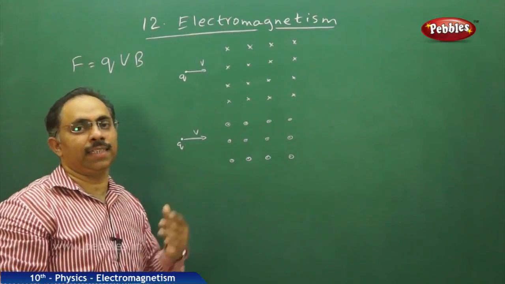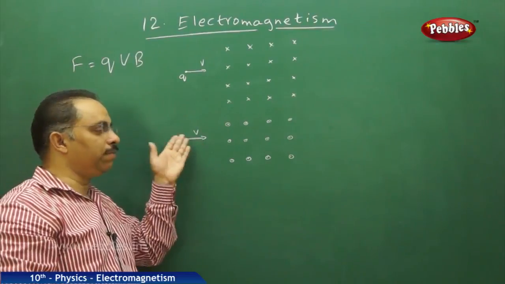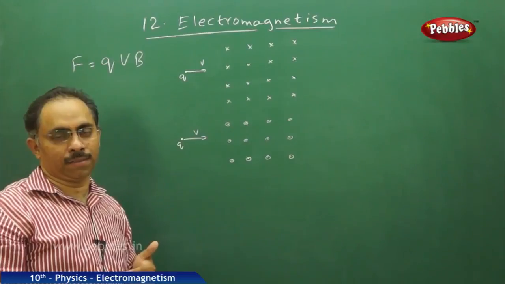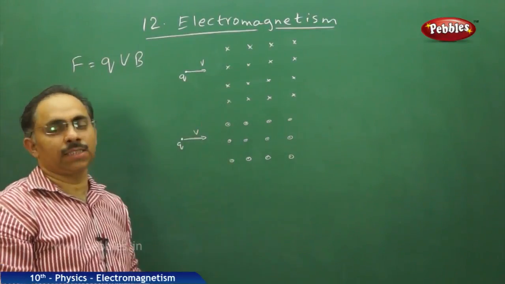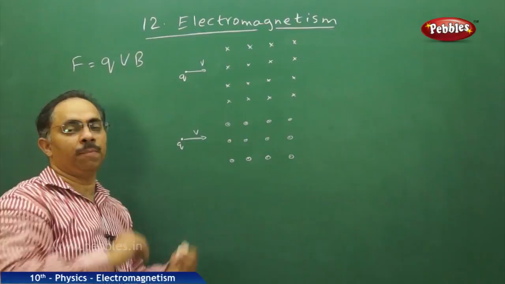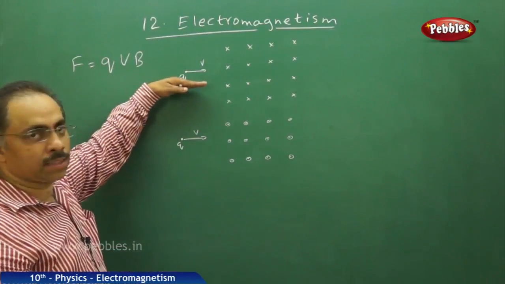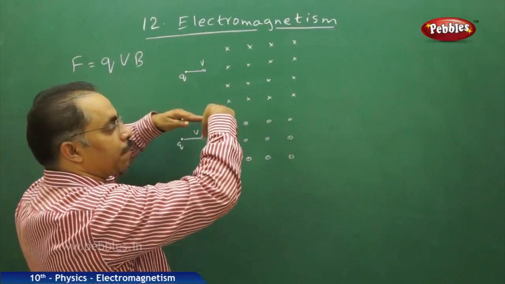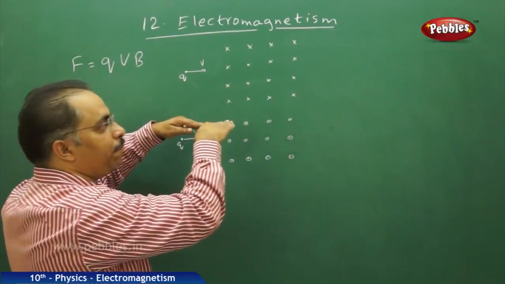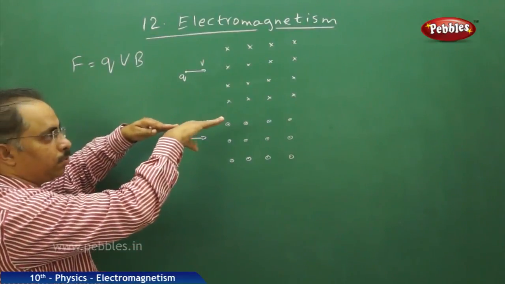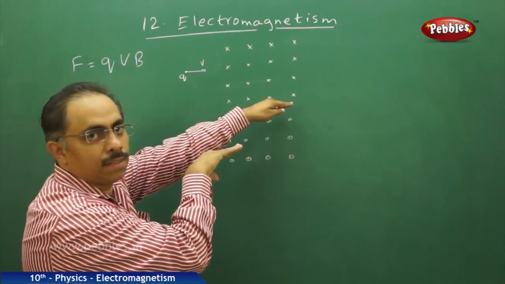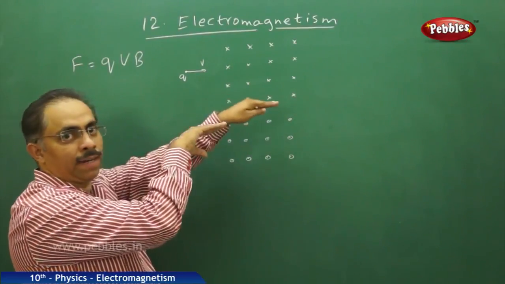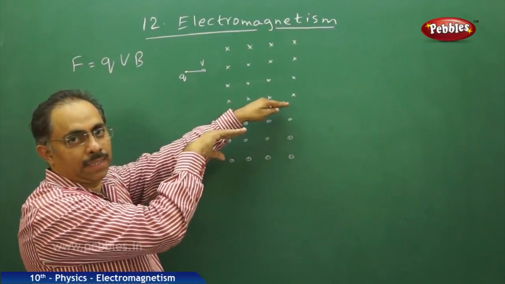It is not always necessary that the direction of the velocity and the direction of the magnetic field are perpendicular. In the two cases we have discussed, both are perpendicular to each other. It may be possible that there is some angle between the two. So the magnetic field direction is this way, not exactly perpendicular to the board, but making some angle, though still into the board.